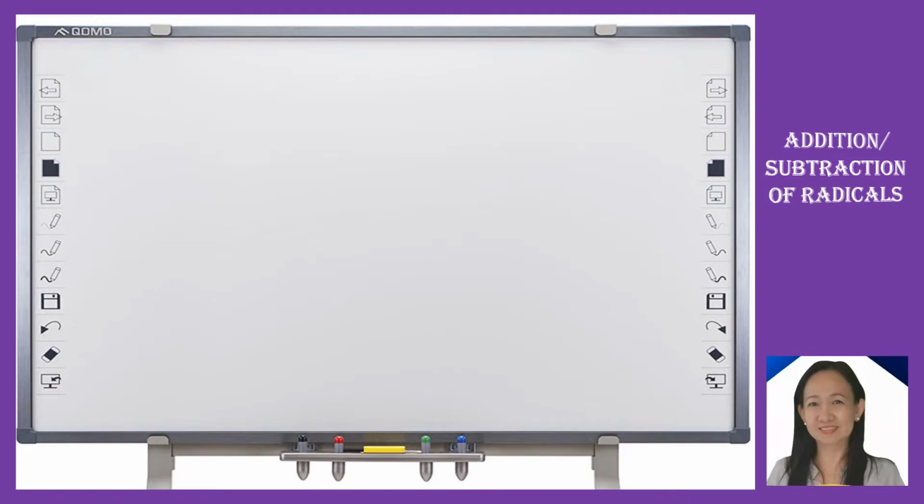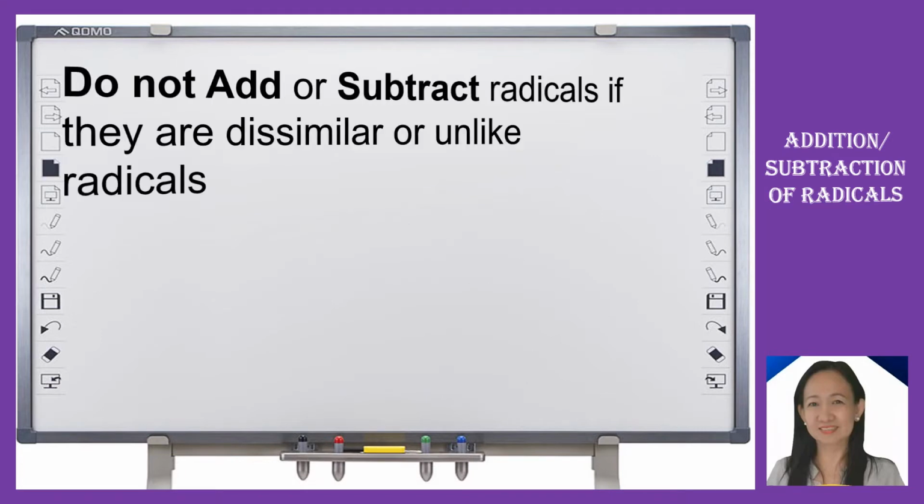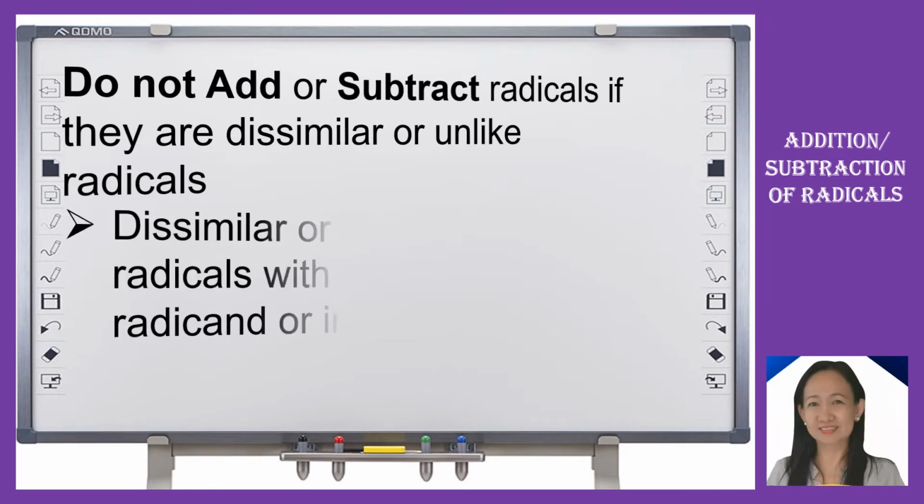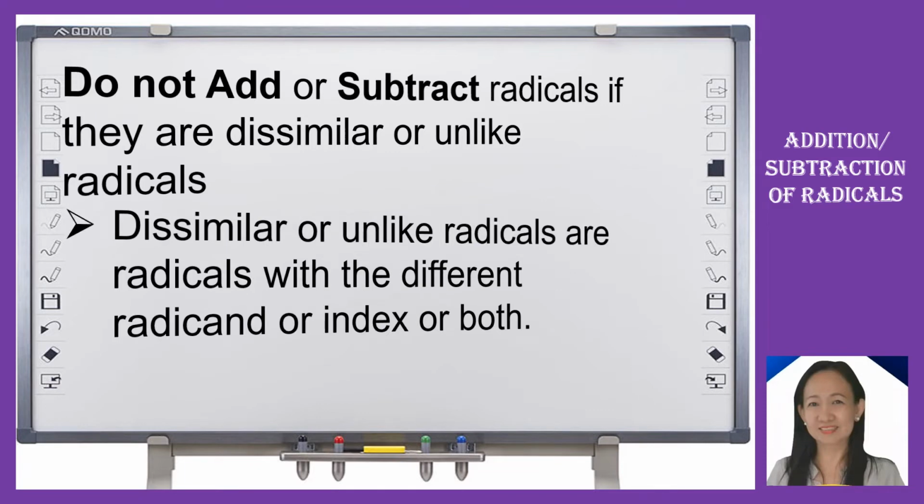On the other hand, do not add or subtract radicals if they are dissimilar or unlike radicals. They are unlike or dissimilar if they have different radicand, index, or both radicand and index.